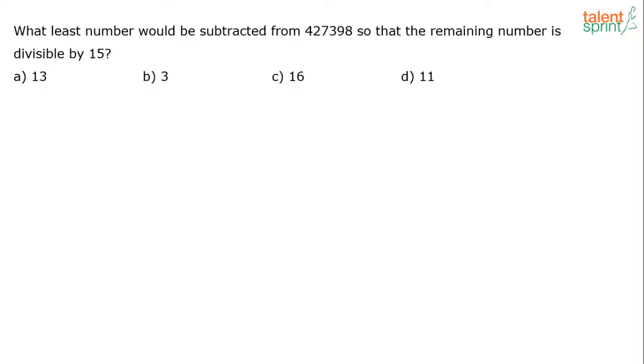The next question is on your screens here. What least number would be subtracted from 427398 so that the remaining number is divisible by 15? Quick. All right, time is up. Let's take this now. I'm sure it's not a very complex one. Let me present this. So what least number would be subtracted from 427398 so that the remaining number is divisible by 15? So basically it says what is the smallest number that we should subtract from 427398?